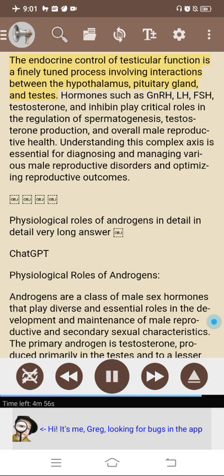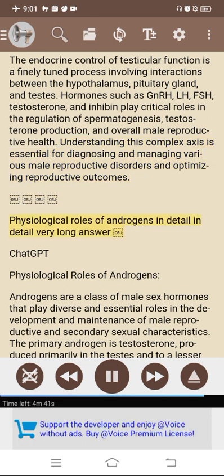Conclusion. The endocrine control of testicular function is a finely tuned process involving interactions between the hypothalamus, pituitary gland, and testes. Hormones such as GnRH, LH, FSH, testosterone, and inhibin play critical roles in the regulation of spermatogenesis, testosterone production, and overall male reproductive health. Understanding this complex axis is essential for diagnosing and managing various male reproductive disorders and optimizing reproductive outcomes.